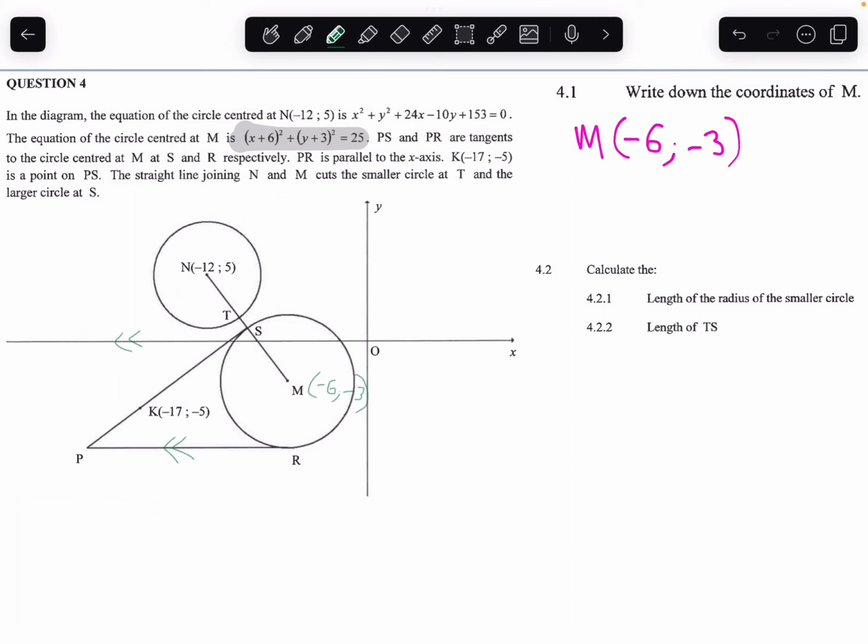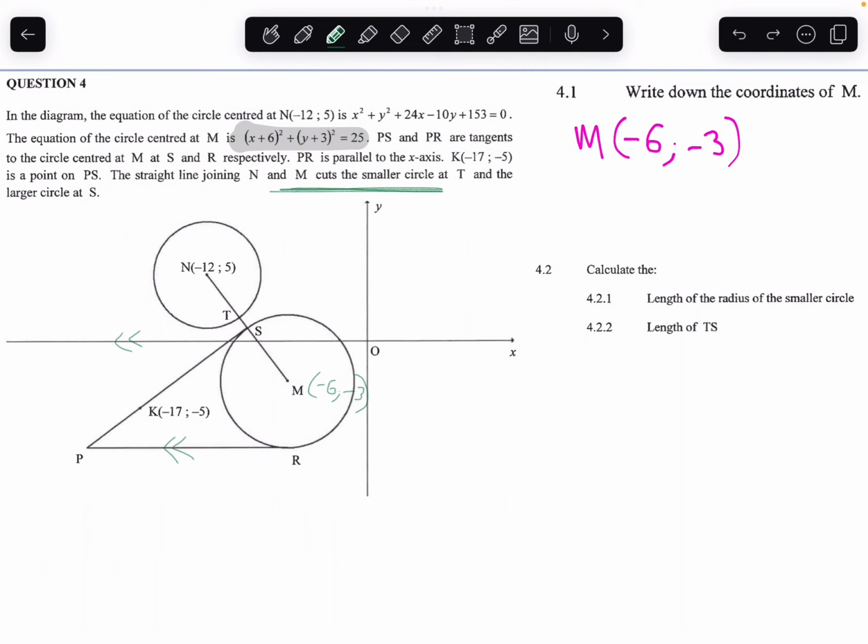Okay, right. Then we are asked to calculate the length of the radius of the smaller circle. And how do we know which one is smaller? Okay, so right, they kind of imply it over here. The straight line joining N and M cuts the smaller circle at T. Okay, so by implication, that is the smaller circle.